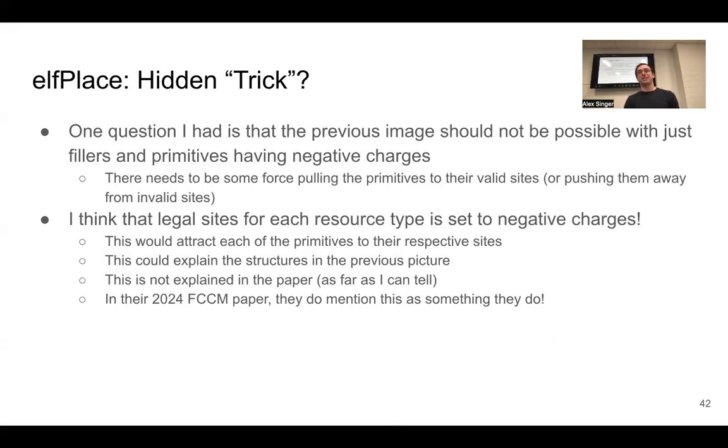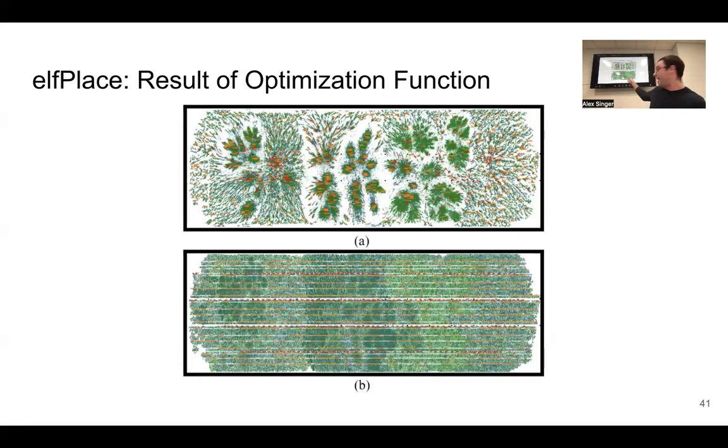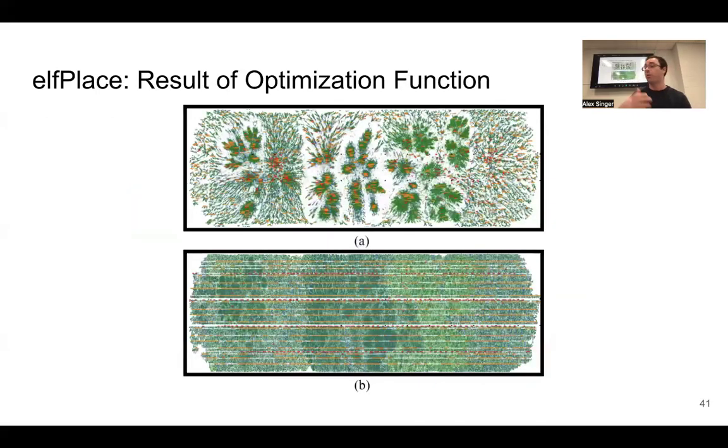So this might explain how they got some of their secret sauce and how they get things to actually converge well. Because how else would they be able to get things to go to the valid sites? It just doesn't really add up, unless maybe this area adjustment scheme is somehow applying to this, but I really doubt it.